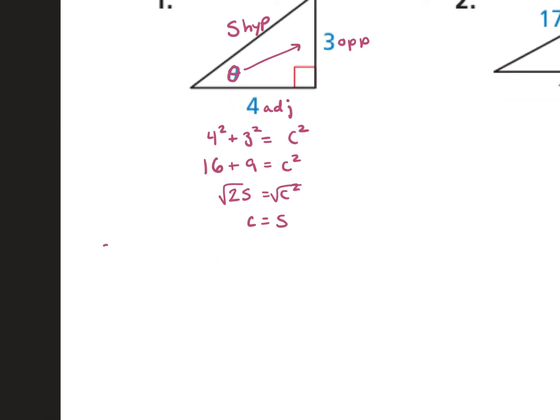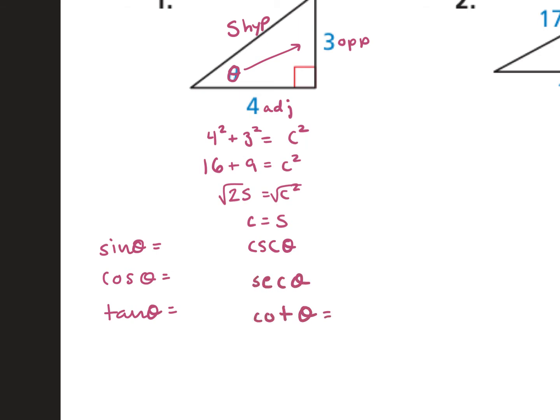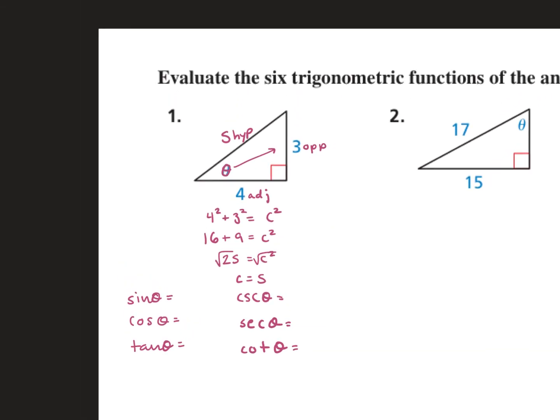So now we have to find sine of theta, cosine theta, tangent theta, and each reciprocal, so that would be cosecant theta, secant theta, and cotangent theta. And don't forget, we have SOH CAH TOA to help us out.